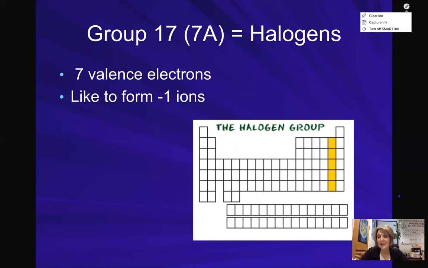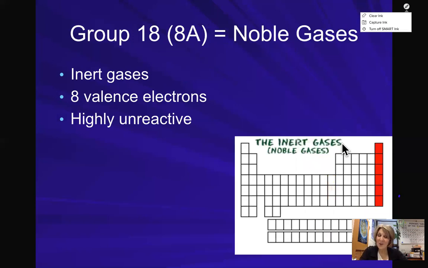And so they like to become a -1 ion. And they are more stable when they have that configuration, because they are going to be very similar to the electron configuration of a noble gas. And that's our next group, the noble gases, group 18 or group 8A.